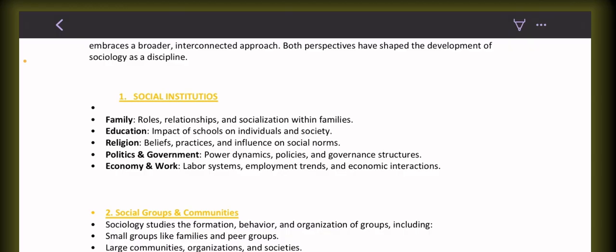Under the first section, there is social institutions. Family comes first. Why is family a social institution? Because family helps in socialization. Same is the case with education. Religion also helps in socialization. Politics and government also help in socialization. Economy and work also help in socialization.